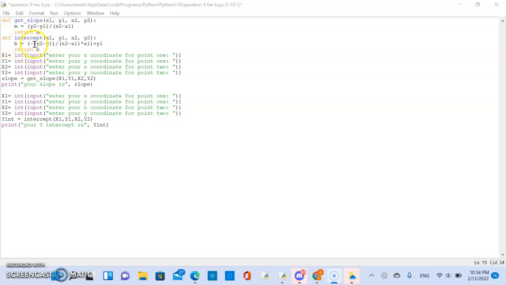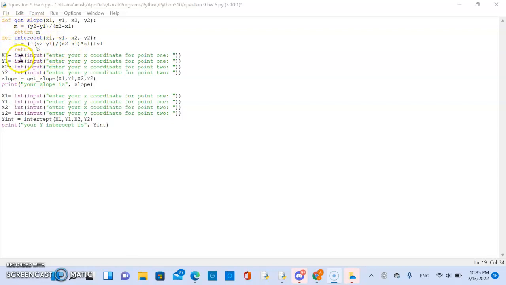Same thing with this one, except this is for the intercept. This equation will help me get the intercept by plugging in the values of x1, y1, x2, y2 into this equation, and return the intercept, which is b. Return b, so I could pick it up later on. These two lines are just to make it a function.